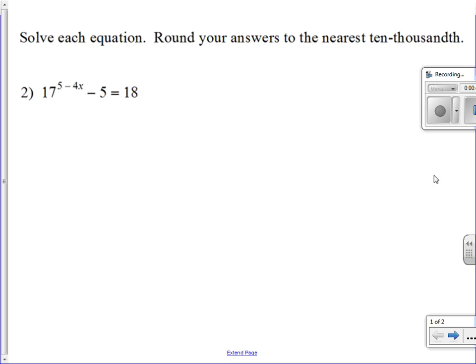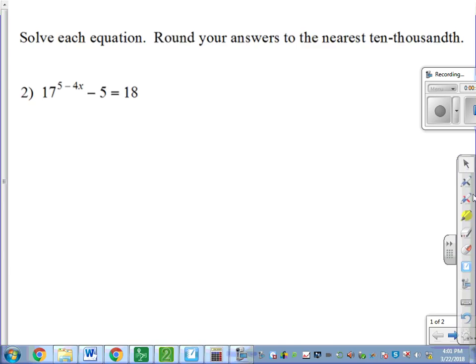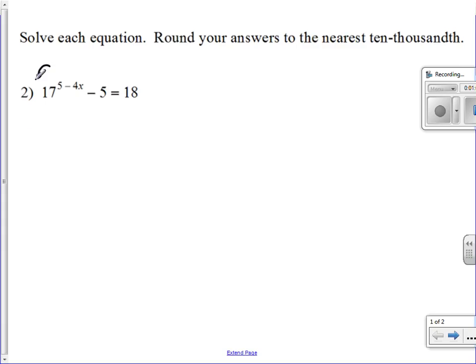Solve each equation. Round your answers to the nearest 10,000th. First thing we need to do is we need to get the thing that has our variable hostage. We need to get that isolated, do we not? Yes, we do. What thing has our variable? The 17 does. Oh, that wicked, wicked 17 has our variable right now being held hostage. How are we going to handle that?